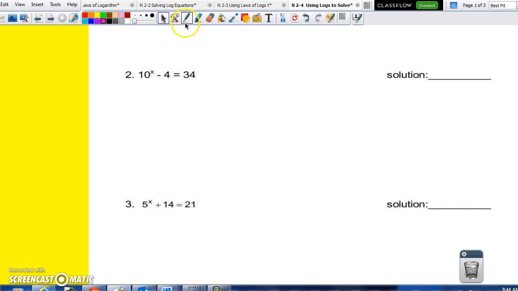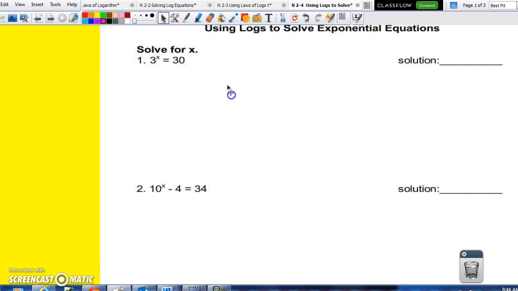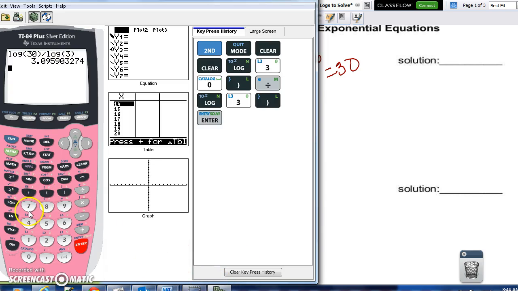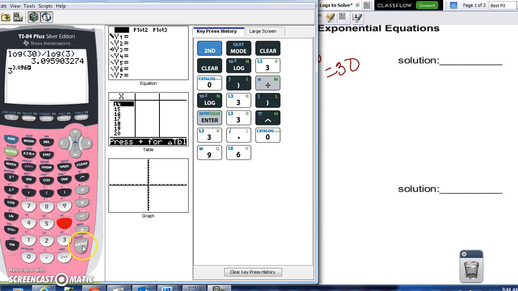So now when I go here, let's recap something right quick. I want you to understand that that's saying if I take 3 and raise it to the 3.096, I should get about 30. So let's look at our calculator so you can actually understand what you're calculating. If I were to take 3 and raise it to the 3.096, I should get close to what? 30. That's correct.